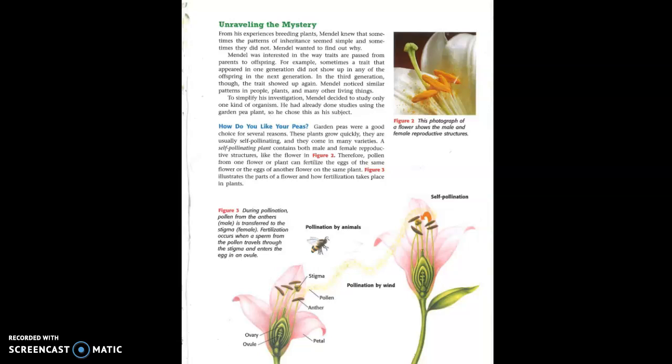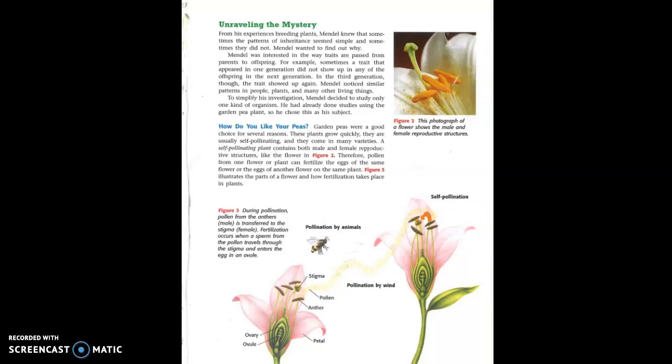For example, sometimes a trait that appeared in one generation did not show up in any of the offspring in the next generation. In the third generation, though, the trait showed up again. Mendel noticed similar patterns in people, plants, and many other living things.